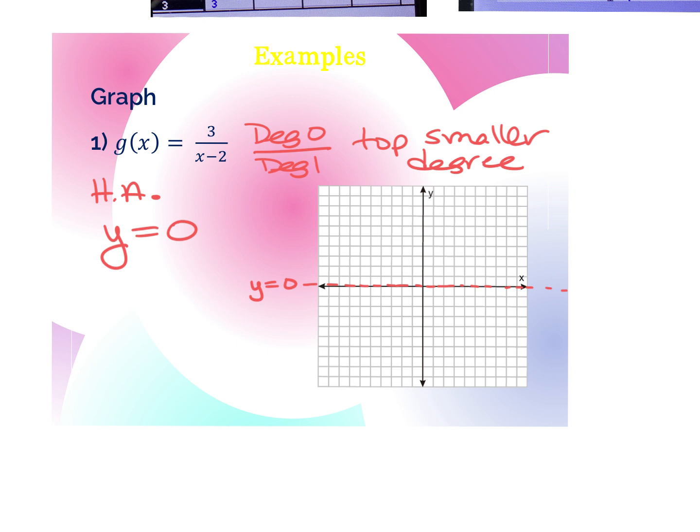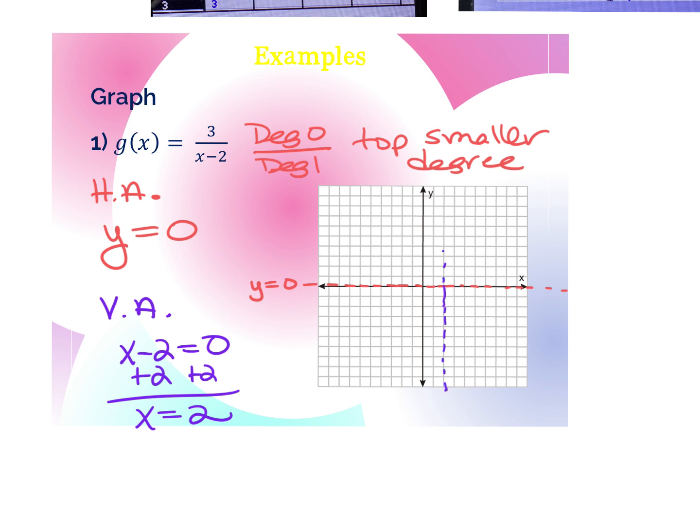So that's my horizontal. Let's go ahead and find the vertical asymptote. And remember, we need to see if we can simplify the function first. I cannot simplify it, so it doesn't have any holes. So I just take my denominator, set it equal to 0. So my vertical asymptote is going to be located at x equals 2. So let me go ahead and put a little dotted line here for my vertical asymptote. So this is the vertical. Over here was the horizontal.